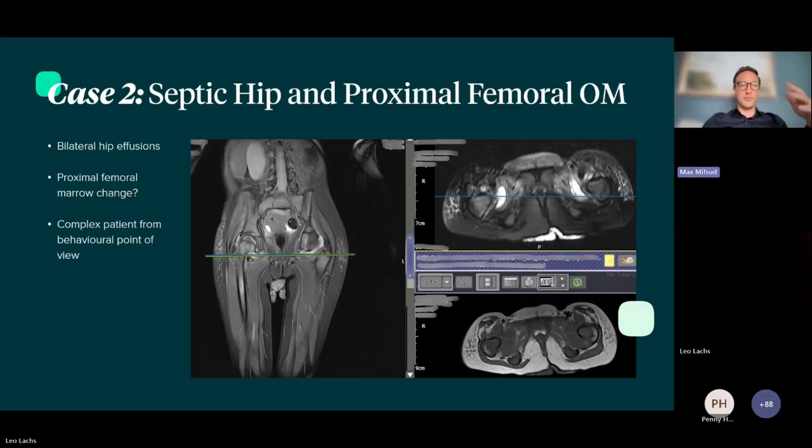She presented to hospital with pain in both hips and reduced range of movement, and she was really unwell. She was started on all the appropriate antibiotic treatments, and part of the management involved surgery to wash out these infected hips. Also, the child is very complex from a behavioral point of view, which made all aspects of her care quite tricky.